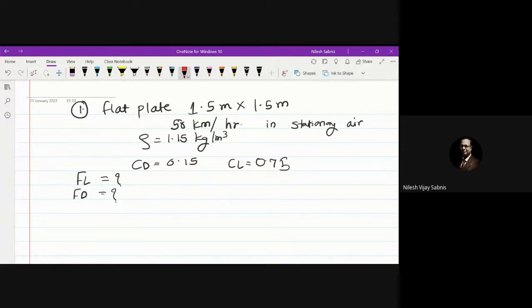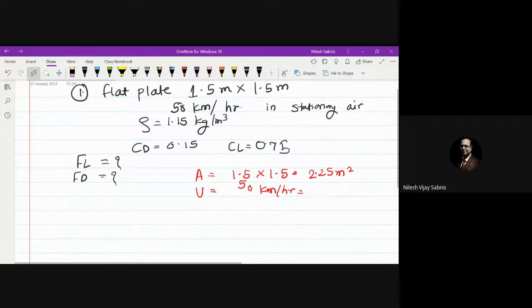I will just explain. What is the area of the plate? 1.5 multiplied by 1.5, it will be 2.25 meters square area. Then u is the velocity, that is 50 kilometer per hour. We required meter per second, so 50 multiplied by 1000 divided by 60 multiplied by 60, which is coming 13.89 meter per second.